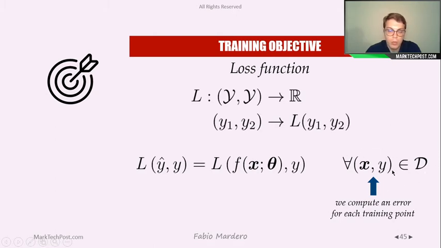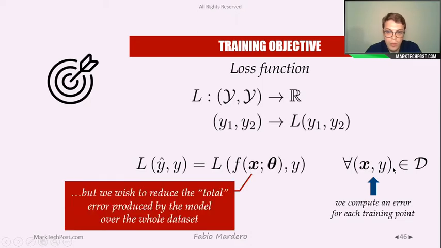But what are we trying to do? We wish to reduce the total error produced by the model over the whole dataset. So the loss function is not enough here, because it's computed only with the information of one point.